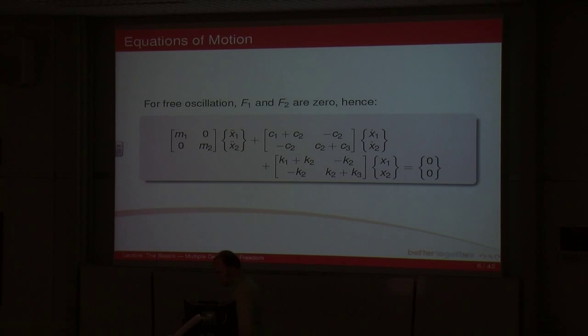And if you had free oscillation, obviously the applied forces would be 0. And so you just basically replace the force vector at the end with 0. Okay, and this is the case for the free oscillation. So that's how you get the equation of motion.